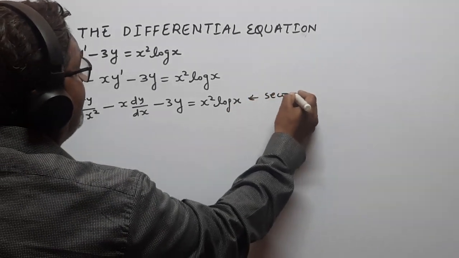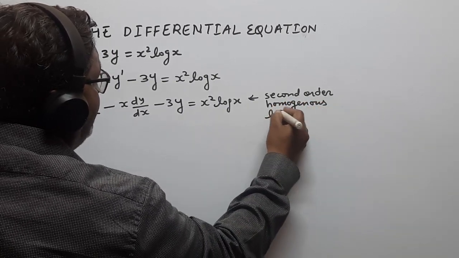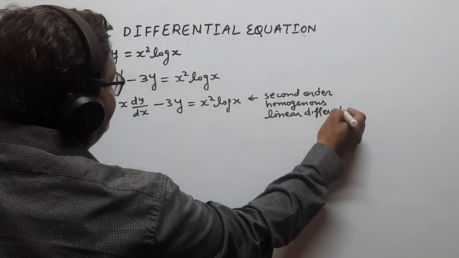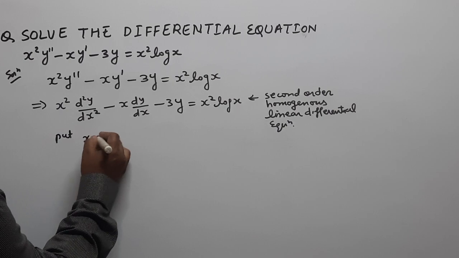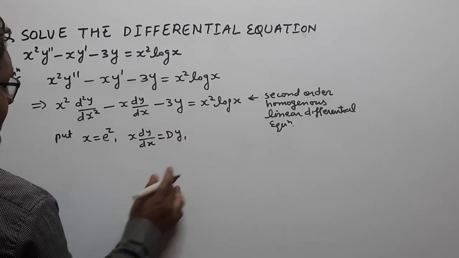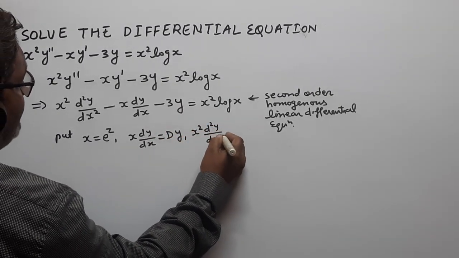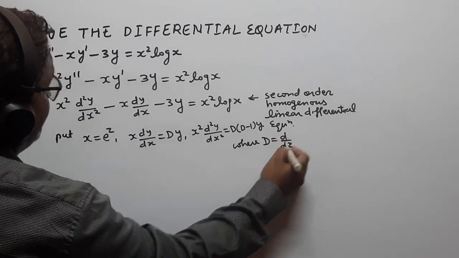You know that this is the second order homogeneous linear differential equation. So when we solve this homogeneous linear differential equation, first we convert it into a linear differential equation with constant coefficient. So first we put x equal to e to the power z, x dy by dx equal to capital Dy, and x square d2y by dx2 is equal to capital D minus 1 y. Here this capital D is equal to d by dz.